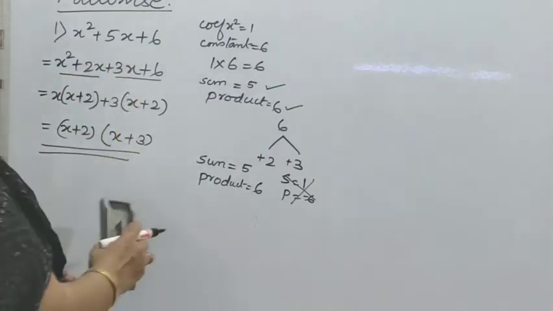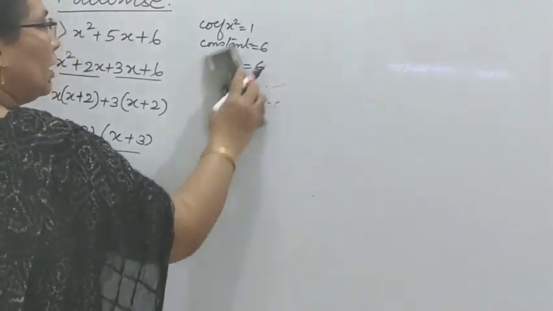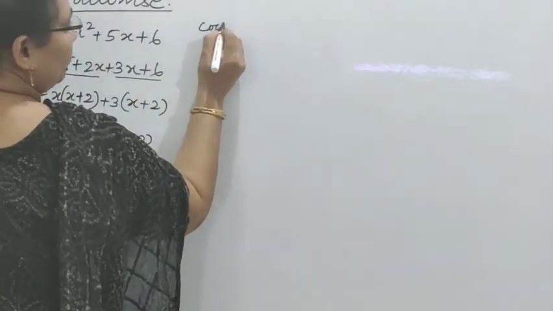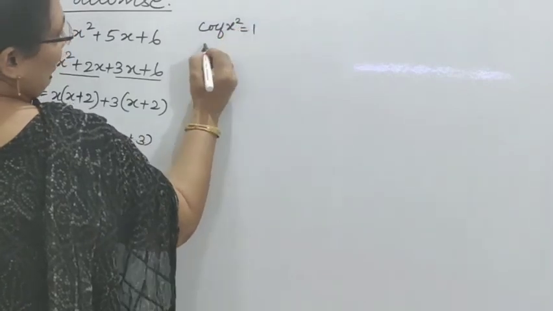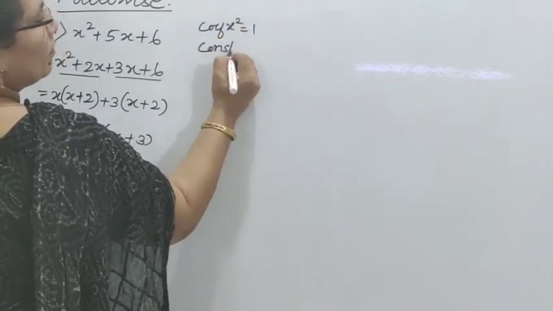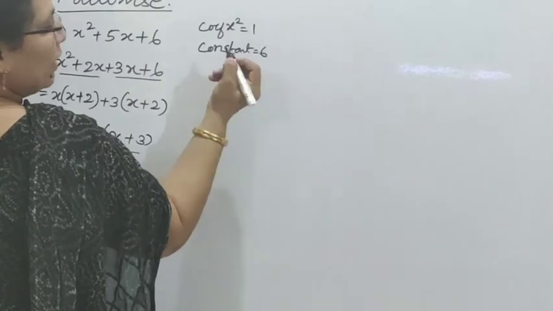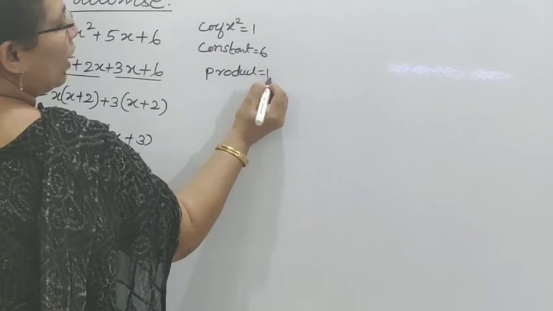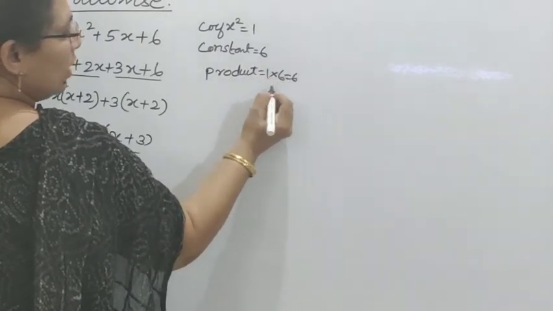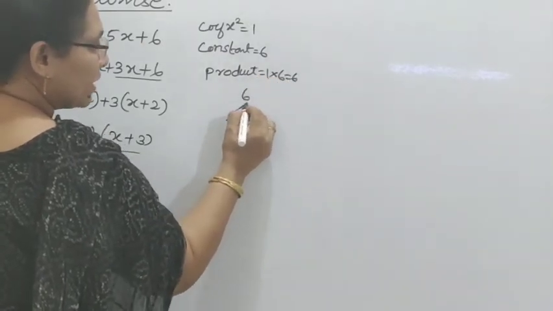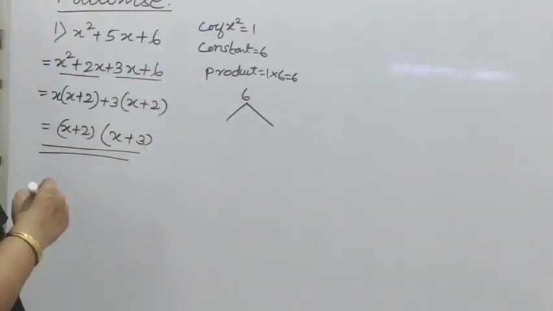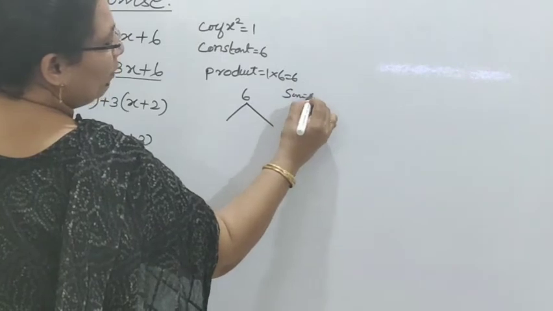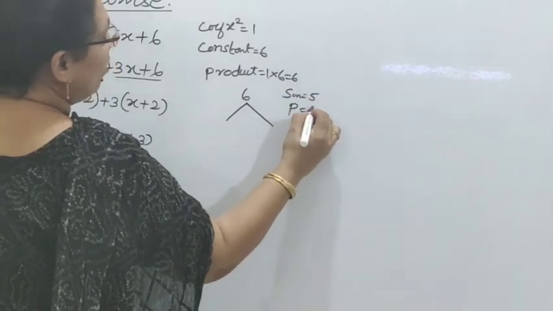Once again I'll explain the steps. What you have to write: take the coefficient of x square, equal to 1, and the constant part, equal to 6. Take the product, 1 into 6 equals 6. Now we should identify two numbers such that their sum equals 5 and their product equals 6.